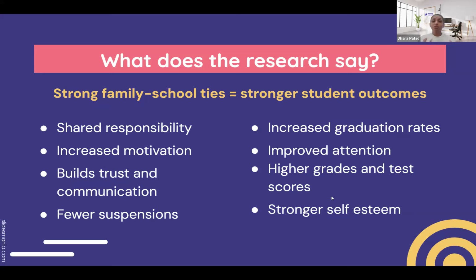And ultimately, the strongest thing we see is stronger self-esteem in the students, right? Our goal as schools is to raise these students to be independent thinkers and workers. And really what we're saying is having a strong family and school tie does help with stronger self-esteem, because the student or the child sees that both parties are equally invested in the child's life, right?